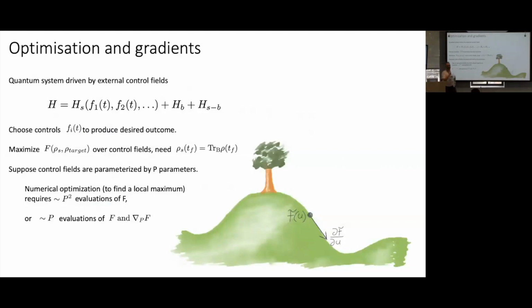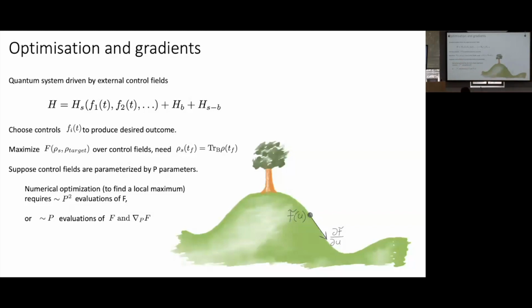Now, there's a well-known thing in optimization. Suppose we have these controls that are parameterized by, say, p parameters. We want to find a maximum or a minimum. If all you can compute is the function, that requires of order p squared evaluations of the function. Why? Because you're trying to approximate the Hessian, and there's p squared elements in the Hessian.